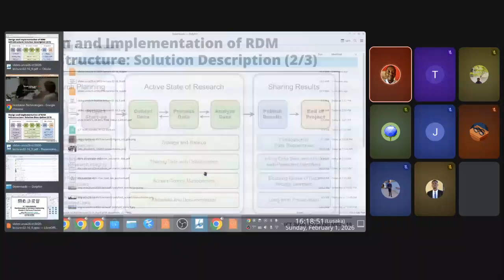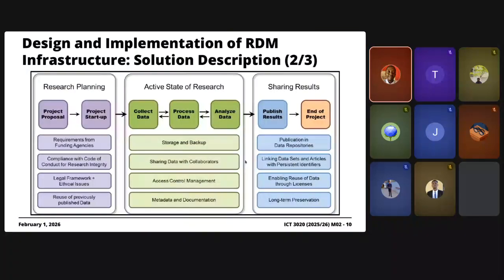Right. So you notice here that these three different components have, let's call these, corresponding stages involved in each of these different processes. So two stages here: project proposal stage, project startup, and then in here you have data collection, or collect data, process data, analyze data, and then you have publish results, and then decommission project.